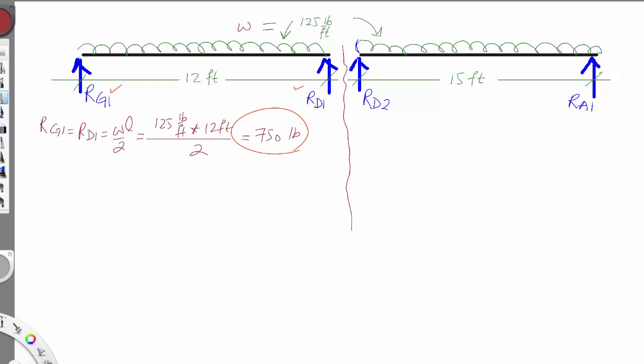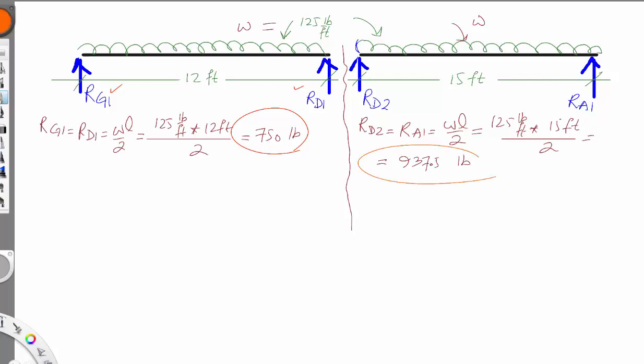Now we'll do the same thing for this side. So RD2 is equal to RA1 is equal to, again, omega L divided by 2. Of course this is the same omega, W. So it'll be 125 pounds per foot multiplied by 15 feet and divided by 2, which is equal to 937.5 pounds. This is the second value.